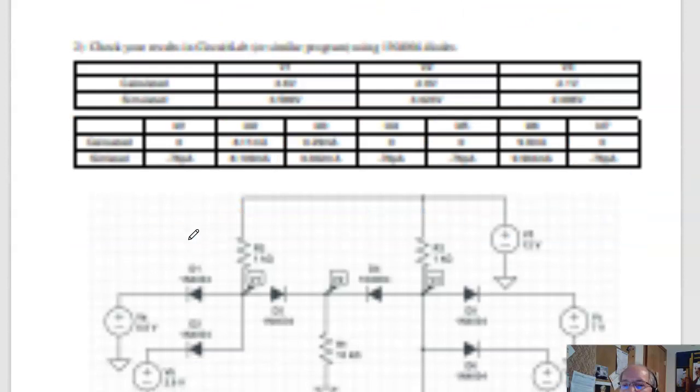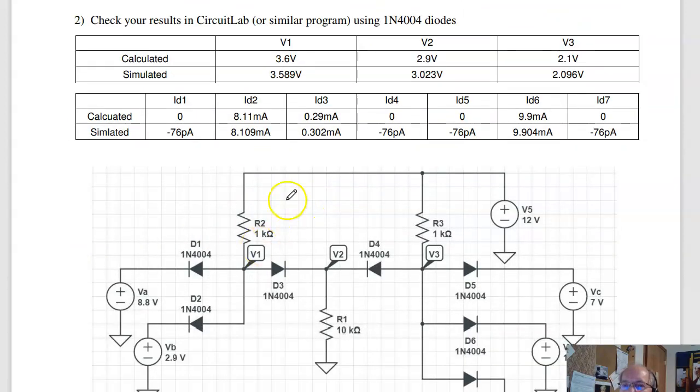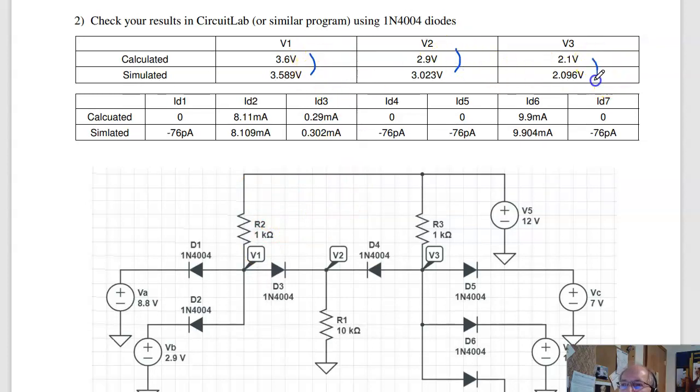If you throw this into Circuit Lab and solve, I get basically the same answers. The voltages calculated versus simulated are very close, a little bit different because diodes are not ideal. The currents are close, 8.11 versus 8.109, 9.9, 9.9, and 0.29, 0.302. The diodes that are turned off ideally have no current, and Circuit Lab says 76 picoamps, reverse flow, basically 0. So those all check out.